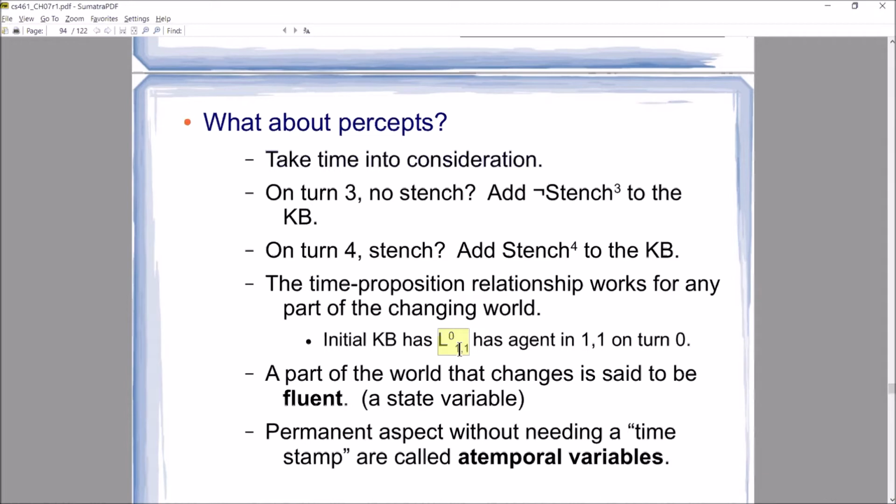Now when you have permanent aspects of your world, for example, the wumpus is never moving, it's not mobile, it's going to be fixed. So when you have something like that, then you've got a part of your world that doesn't need a timestamp. And those things are called atemporal variables.